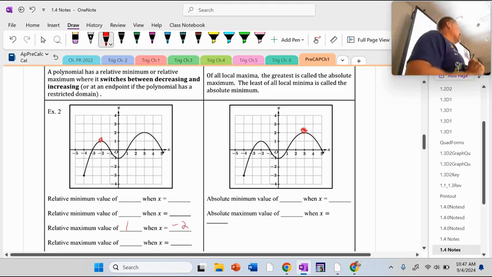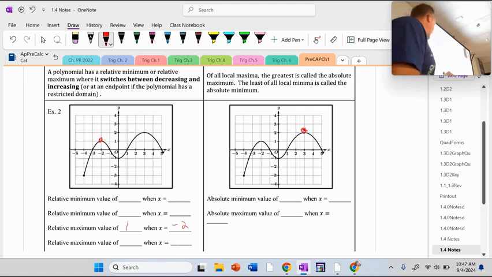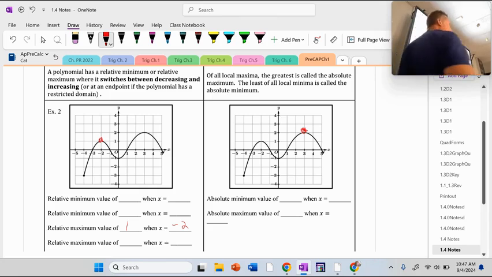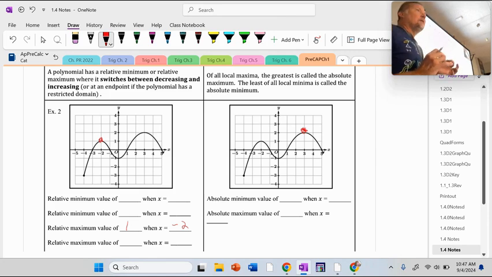This is kind of like input-output language. The where is the input. I plug in -2 for x. Apparently I get 1 for an output. Locally speaking, in that little area, that is the highest y value. But globally, it's not the absolute maximum of this graph, this particular one.